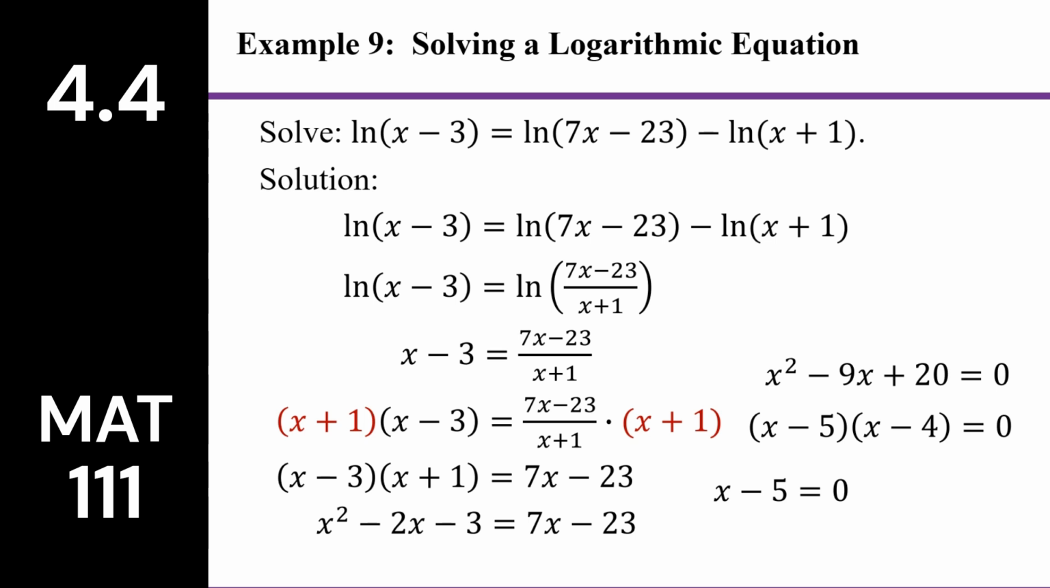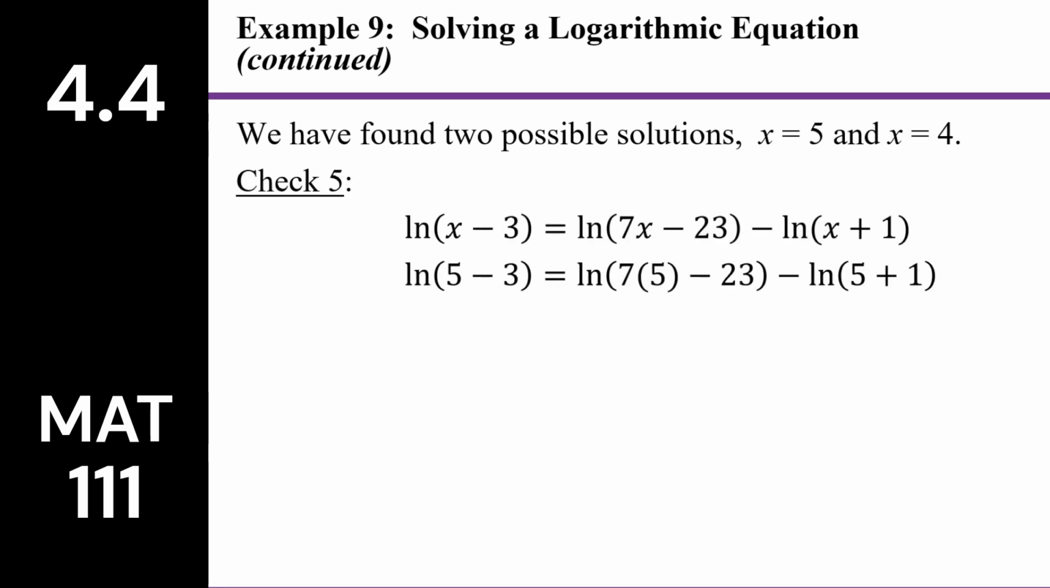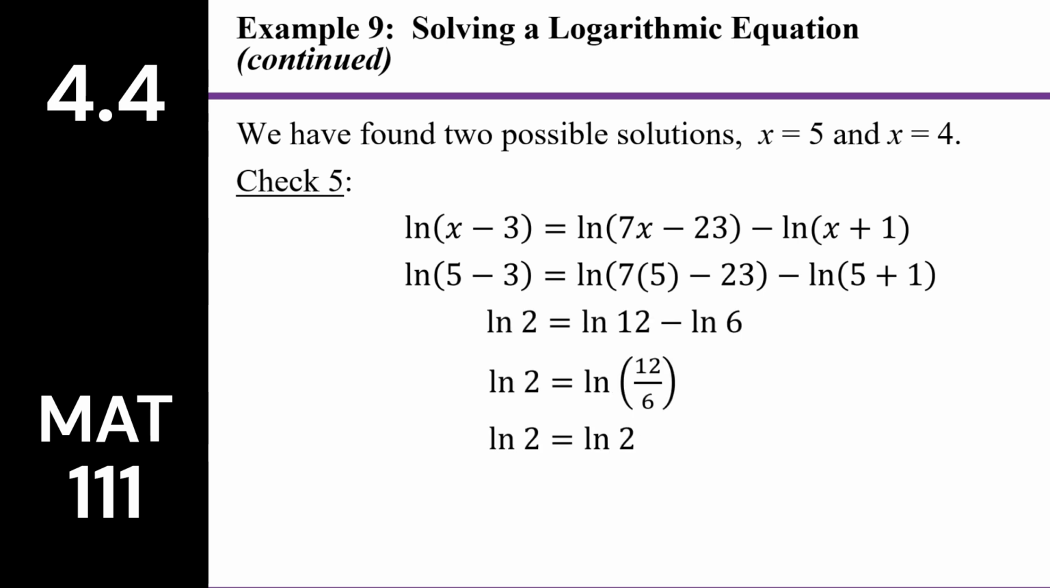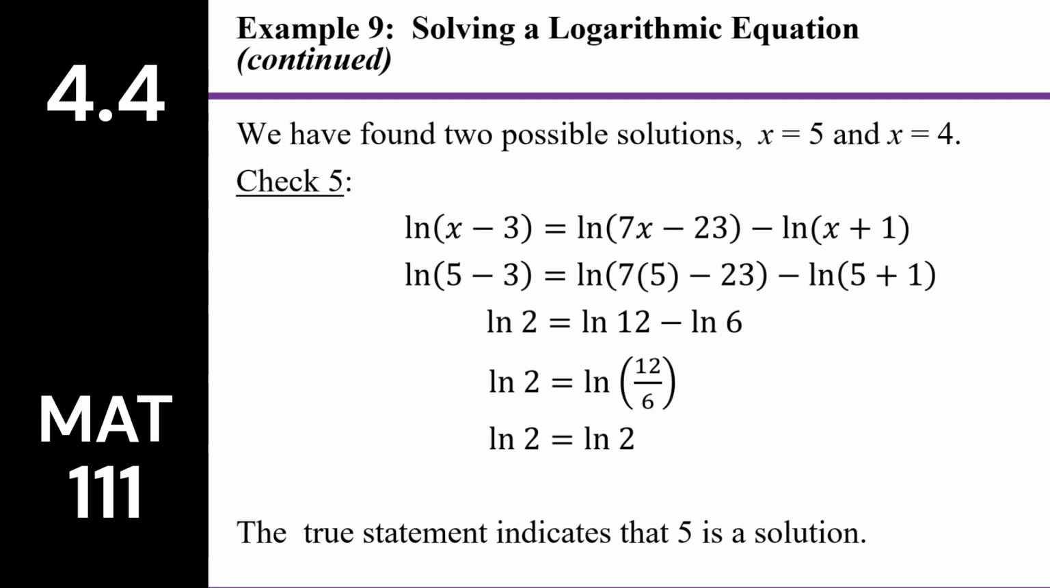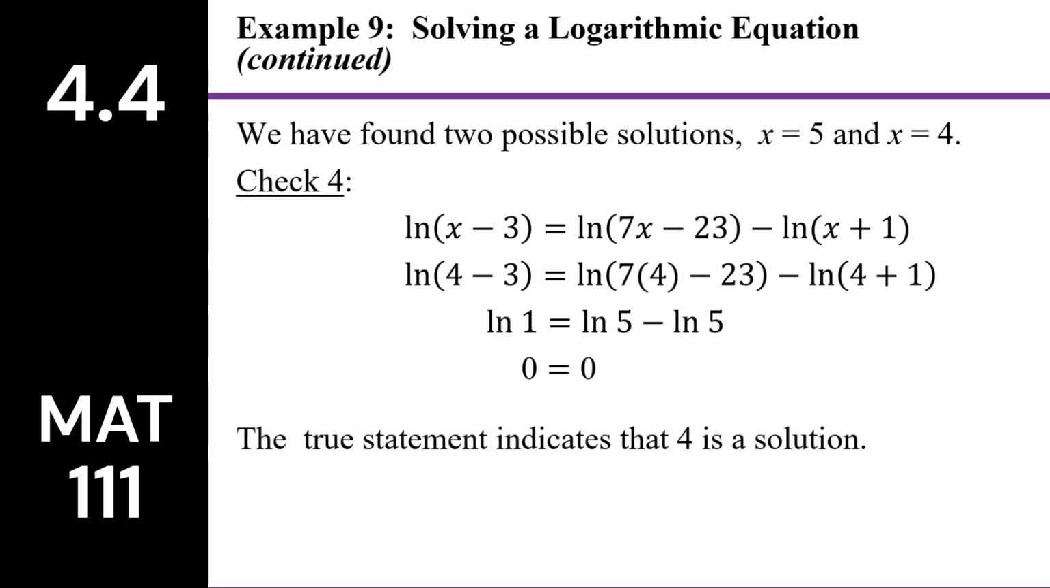We then factor and set each factor equal to 0. If x minus 5 equals 0, then x equals 5. x minus 4 equals 0 gives us x equals 4. 5 and 4 are our proposed solutions, but we need to check them. To check 5, we substitute it in, and we simplify, and that gives us the natural log of 2 equals the natural log of 2. So that checks. Next, we'll check the 4. We substitute it in and simplify, and we get 0 equals 0, which is also true. So that checks. So our solution set contains both 4 and 5.